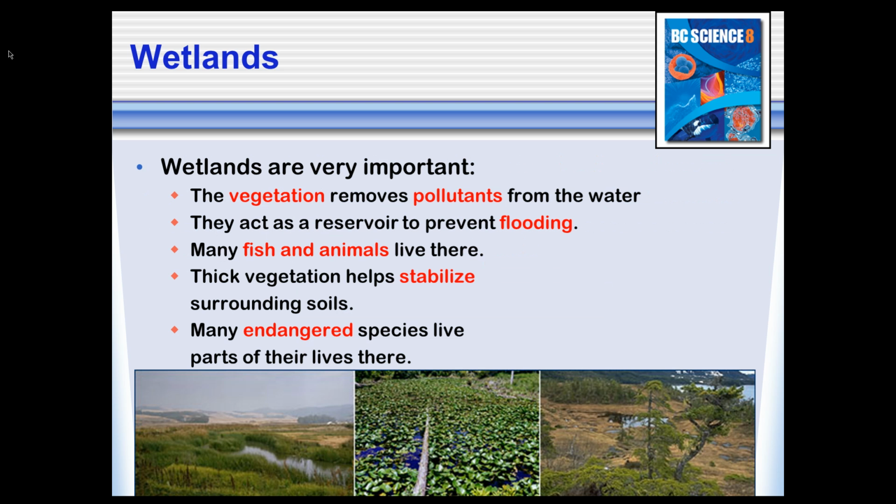Wetlands are actually very important. They do a really good job. The vegetation that grows there does a really good job of removing pollutants from the water. They also act as reservoirs to hold a lot of water to prevent flooding. There's many different varieties of fish and animals that live in the wetlands. The thick vegetation helps stabilize surrounding soils so we don't have soils eroding and all of that. And many endangered species live at least part of their lives in these wetlands. So the wetlands are very important. That's why a lot of these areas are protected.